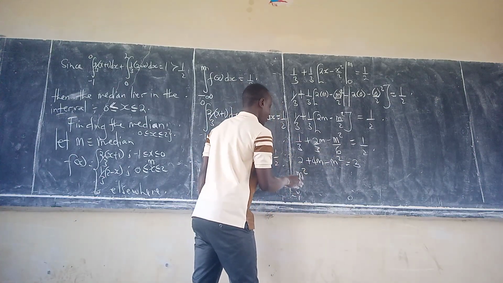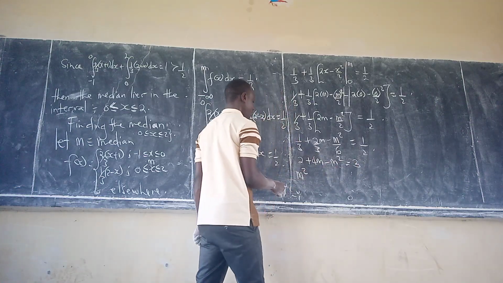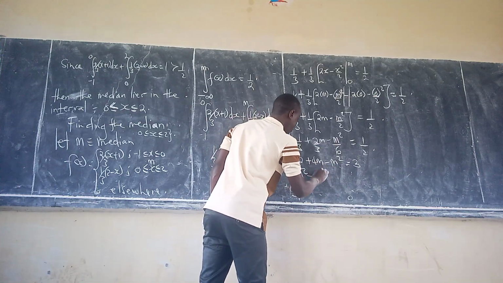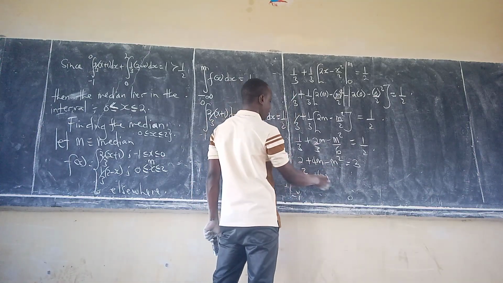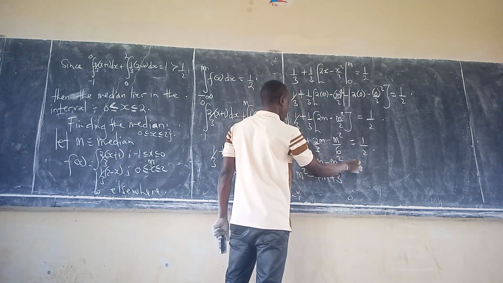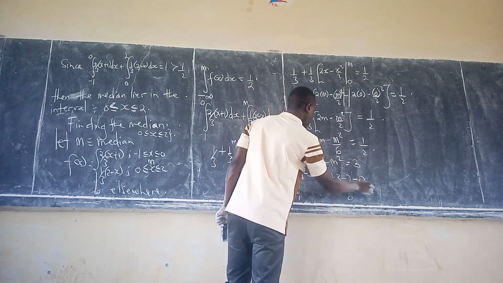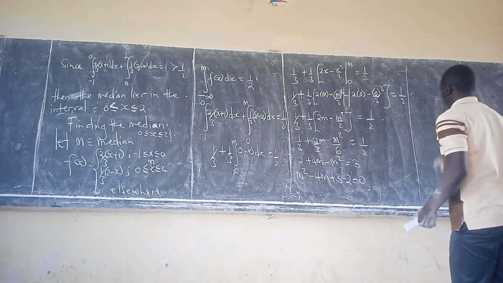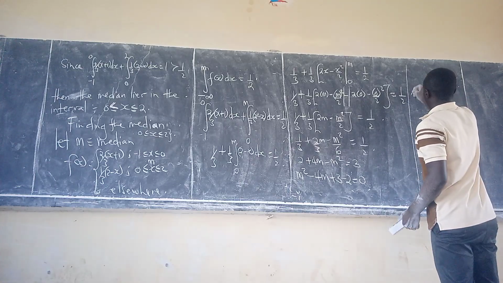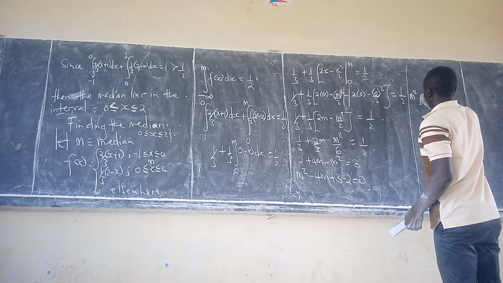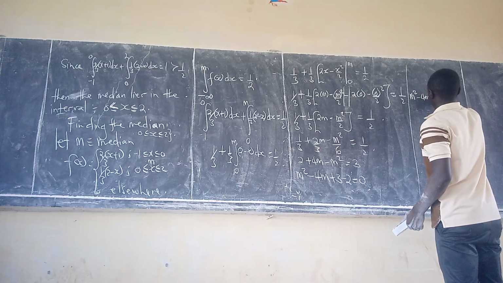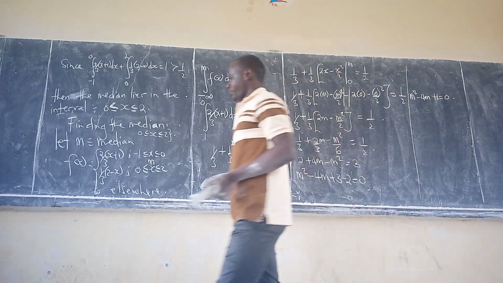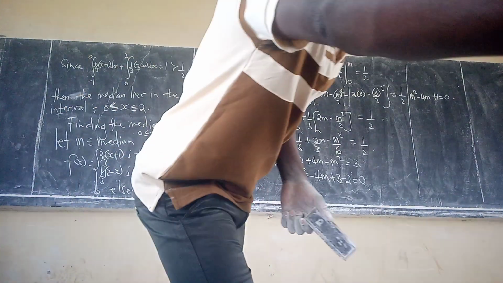we shall have m squared. When it crosses an equal sign, it becomes a positive. When this one crosses an equal sign, it becomes a negative, so minus 4m. When this one crosses an equal sign, it becomes a negative. But we already have this 3, so minus 2 is equal to 0. So we are going to have m squared minus 4m plus 1 equals 0, and we shall use the quadratic formula to get the value of m.